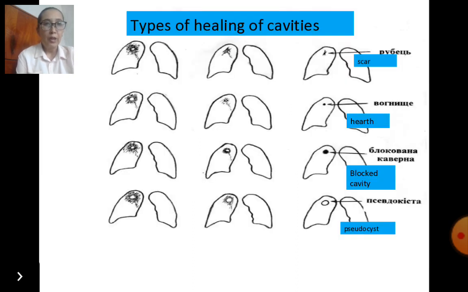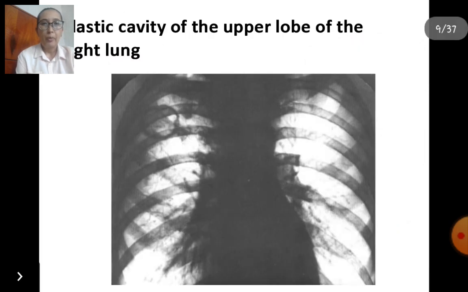Types of healing of cavities. The first one is a scar, perforation of scar. The second one is healing with hairs. The third one is a blocked cavity and pseudocyst. In this slide, in the upper lobe of the right lung, you can see the elastic cavity.